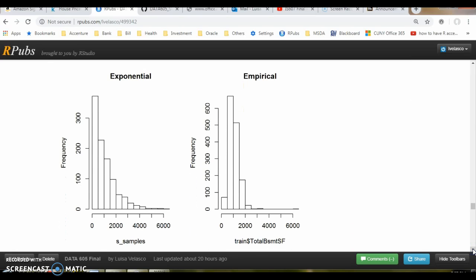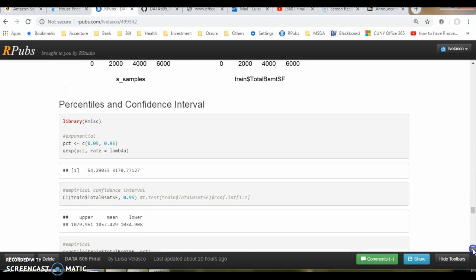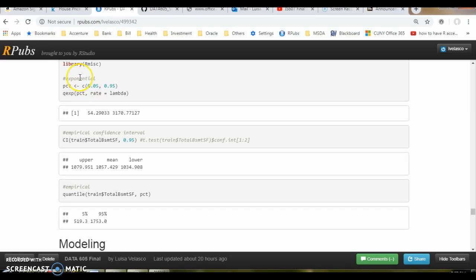We made histograms of both the empirical and the exponential, and we calculated the 5% and 95% quantiles of the exponential and the empirical, and the confidence interval of the empirical 95% interval.